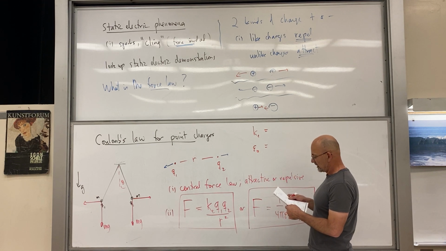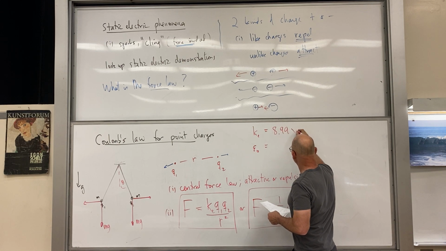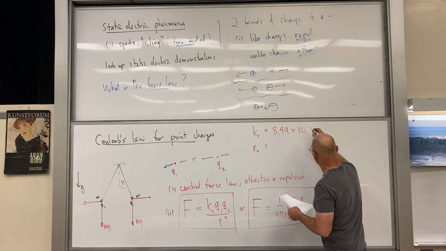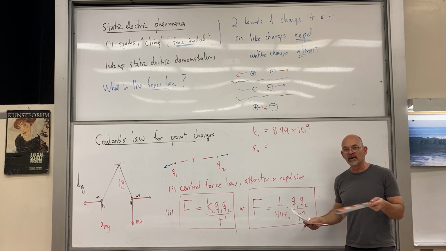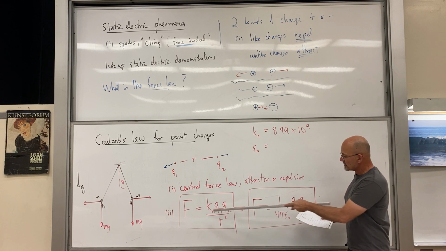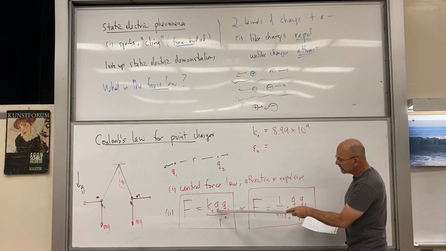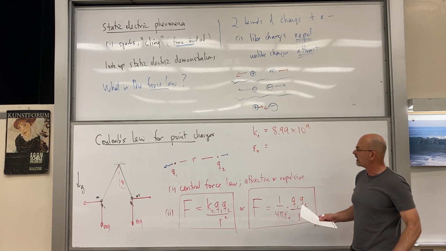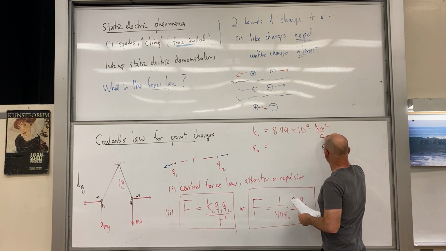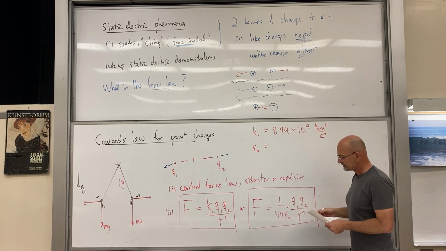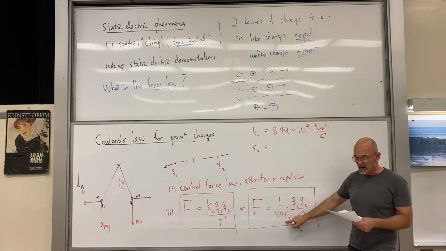So let's see here. 8.99 times 10 to the 9. What are the units? Okay, we should always remember to tease out the units. So this is a force, it's newtons times meters squared by cross multiplying divided by Coulomb squared. So Newton meters squared divided by Coulomb squared. And epsilon naught will be the inverse of that, right? Because it shows up in the denominator.